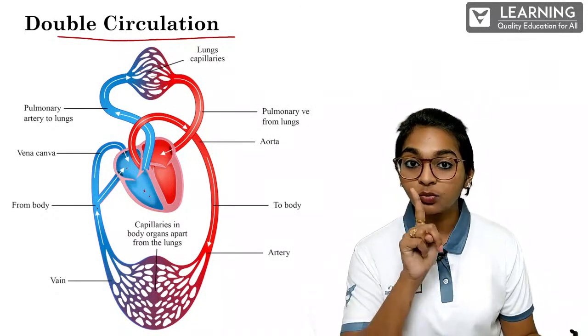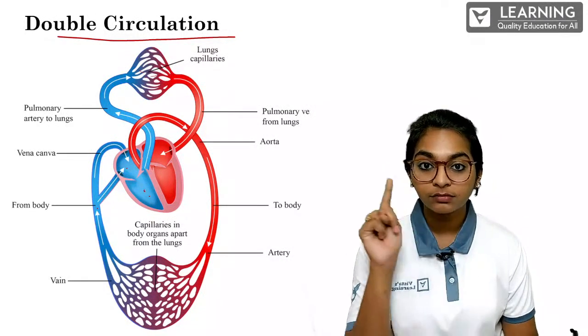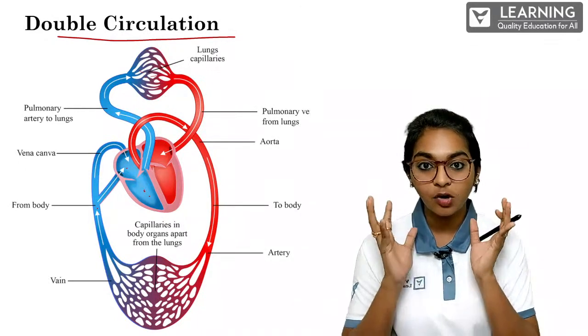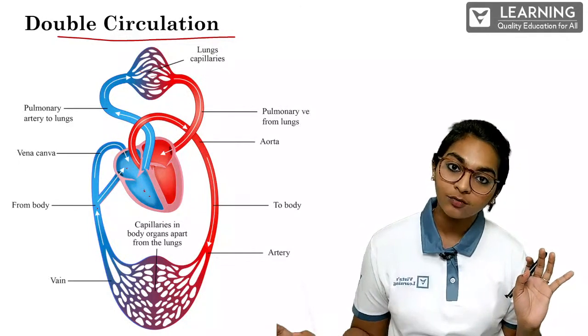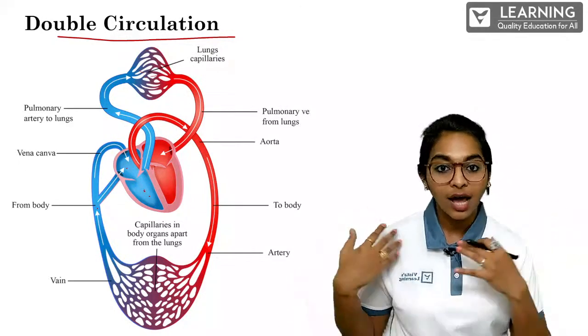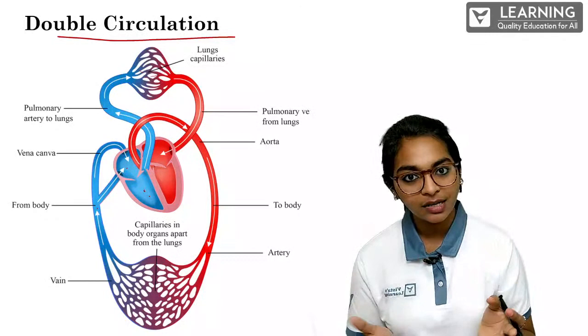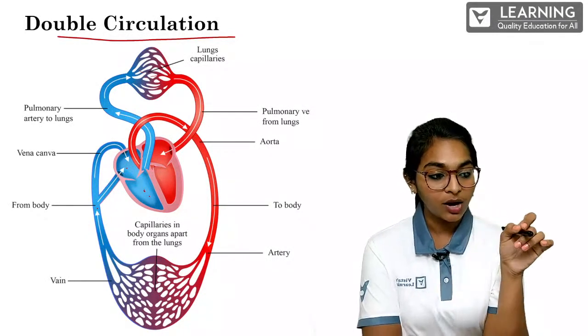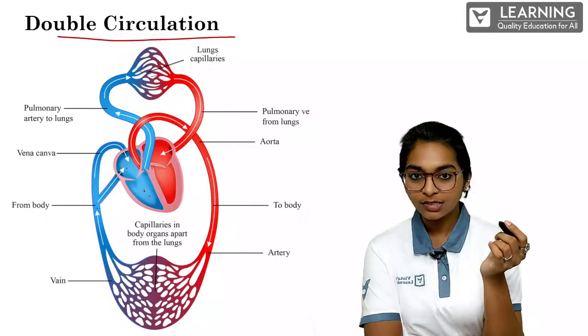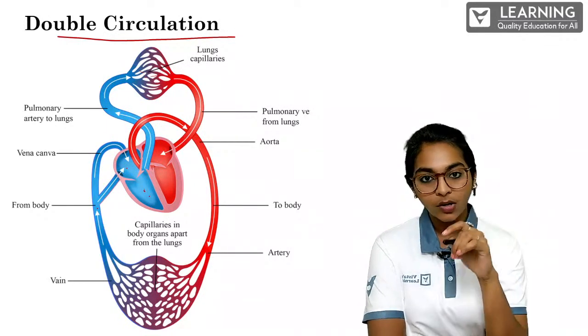So two circuits: one with blood and lungs, completely involving only the lungs. Another, where except the lungs, all the other parts are involved. The brain is involved, the heart is involved. The heart also requires a continuous supply of blood. And then you have the other organs, except that one, right? That is why this is called a double circulation.